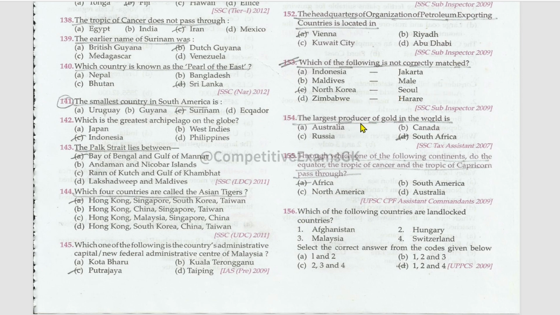This is a repeated question. The largest producer of gold in the world is South Africa. Through which one of the following continents do the equator, the Tropic of Cancer and the Tropic of Capricorn pass? Africa. Which of the following countries are landlocked countries? Those are Afghanistan, Hungary and Switzerland.